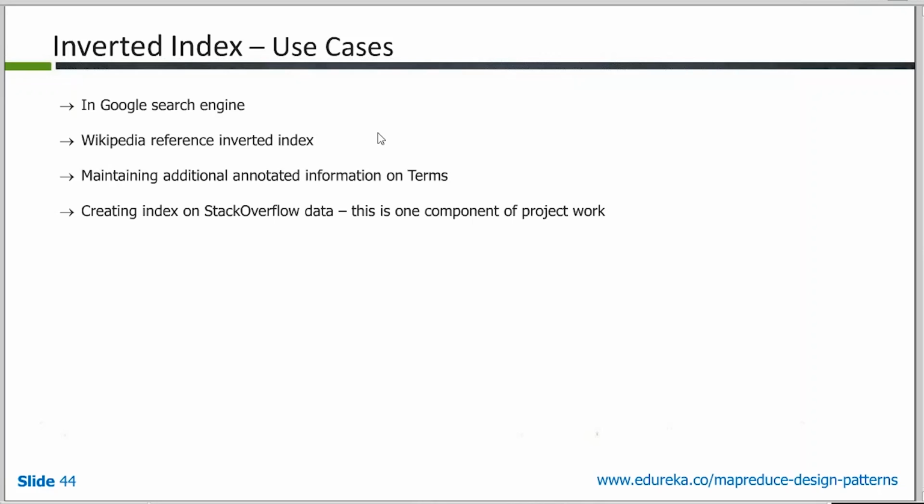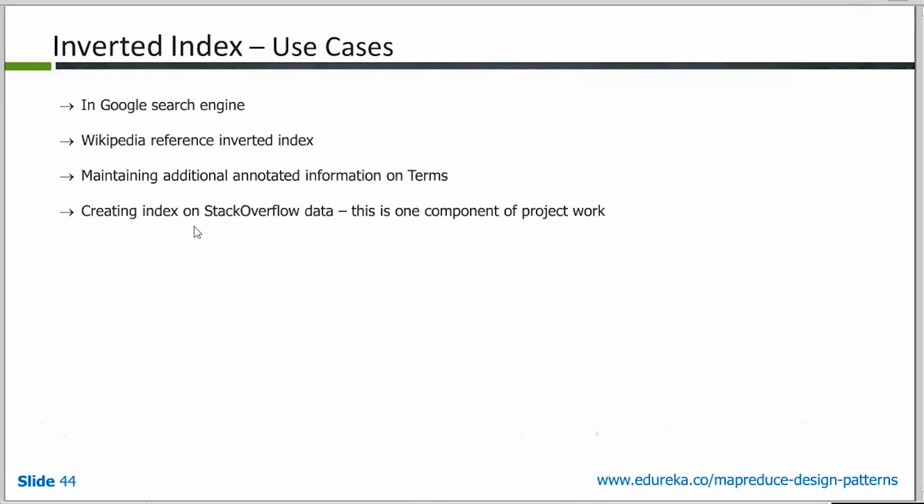Inverted index use cases: the Google search engine, that we already know about. Another is the Wikipedia reference inverted index. This is actually coming from the Stack Overflow data itself. In the Stack Overflow data, in a lot of places people have links to Wikipedia.